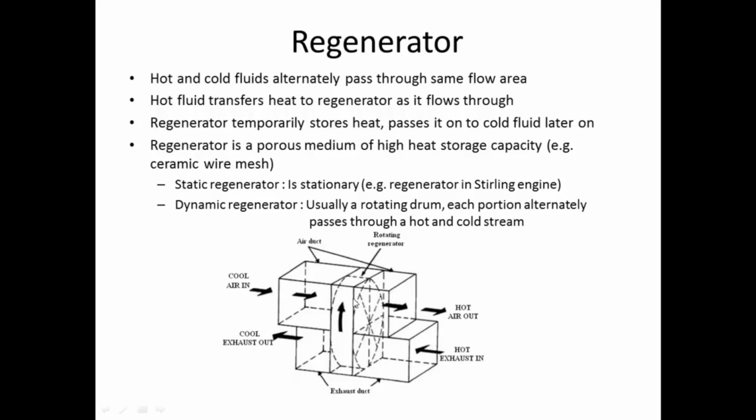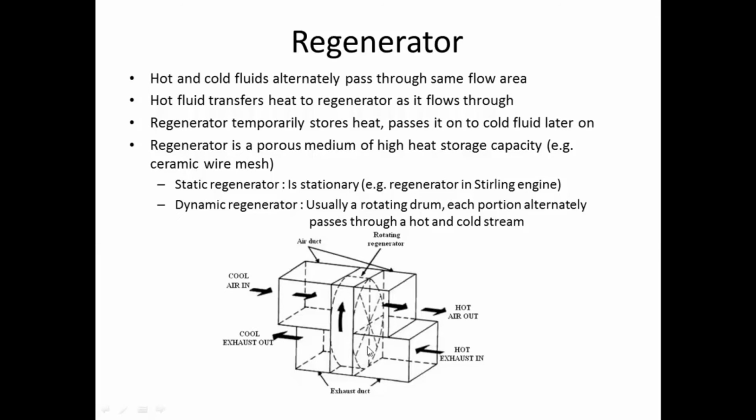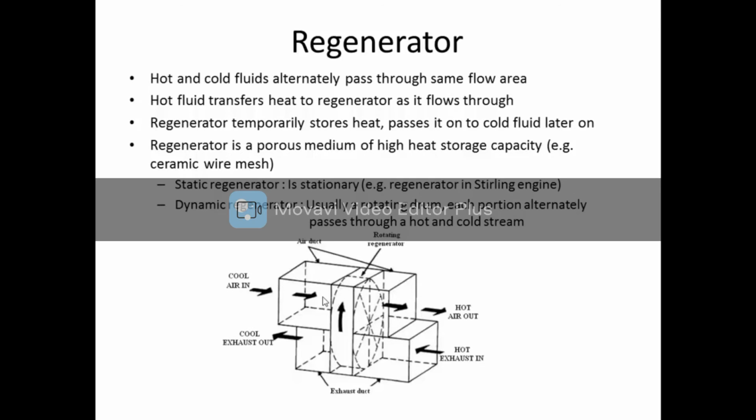As the drum rotates, it will then come into contact with the hot fluid, that is the hot exhaust. So the exhaust gases pass through the cold regenerator now, and it will get cooled down, but the regenerator itself gets heated up, and then it goes up again to receive heat from the cool air. So that is a rotary regenerator, which we also call a thermal wheel.